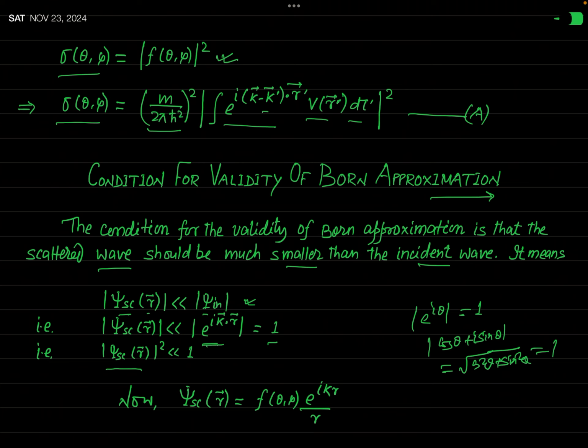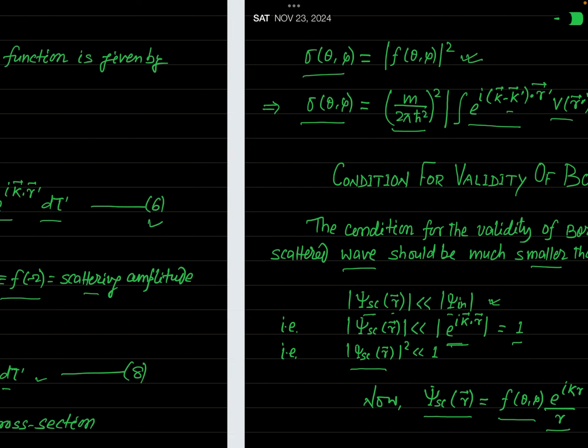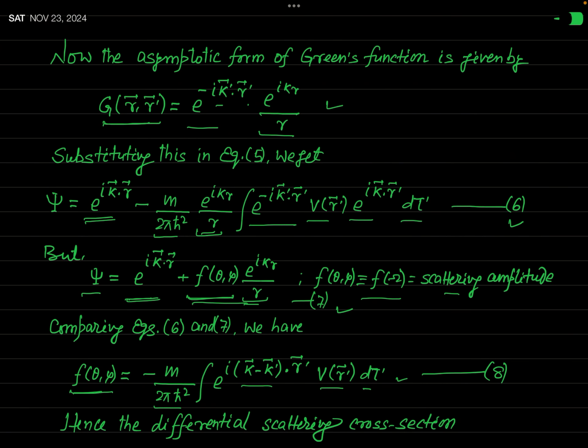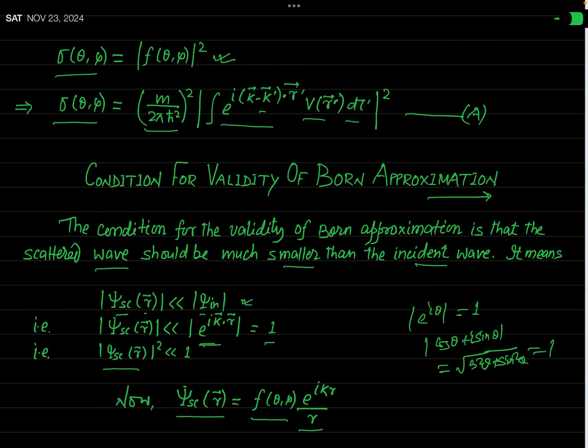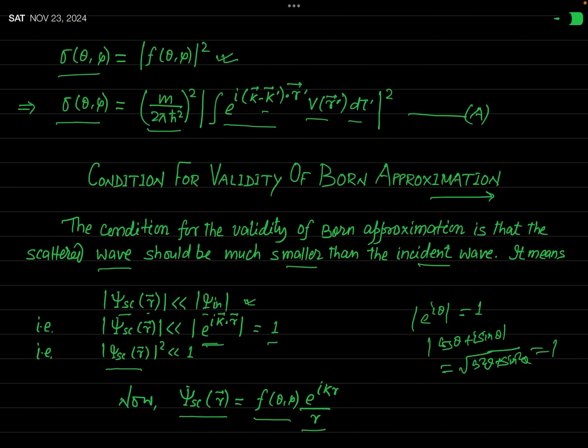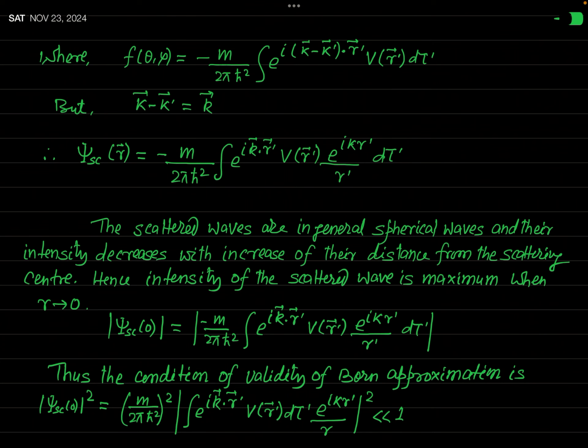But you know from the theory of scattering that the scattering wave function psi Sc in general is given as f of theta phi times e to the power i k r over r. And we have already obtained the value of f of theta phi here in equation 8. So now we substitute the value of f of theta phi, as we have learned earlier.